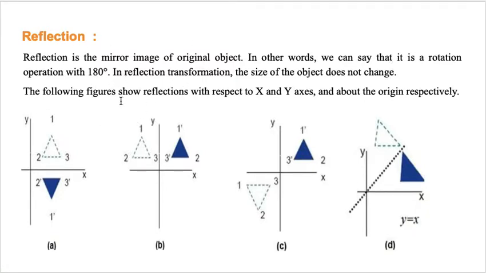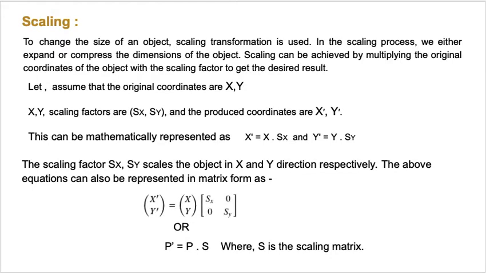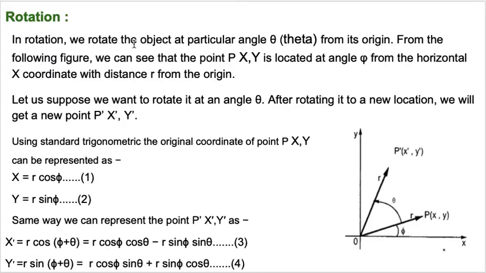The following figure shows some reflections with respect to the x and y axis, and about the original, respectively. So these are some of our reflections. And next we can see rotation, as we saw scaling. This one is rotation of two dimensional.